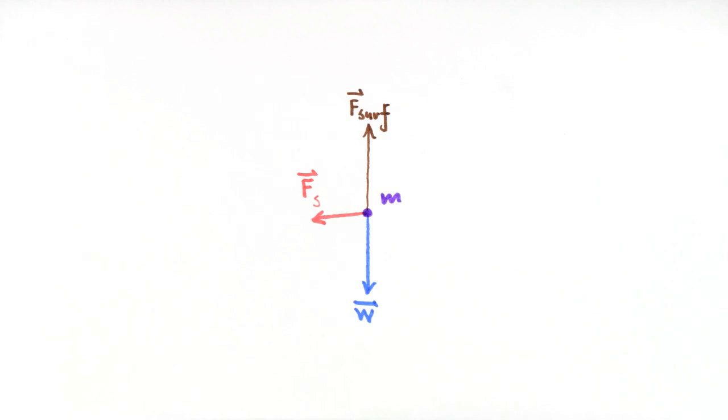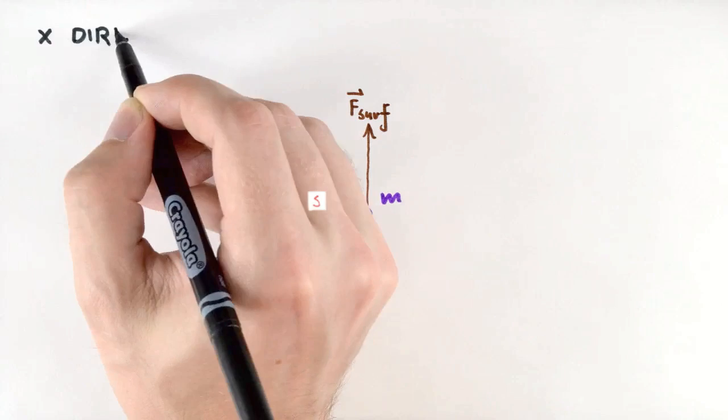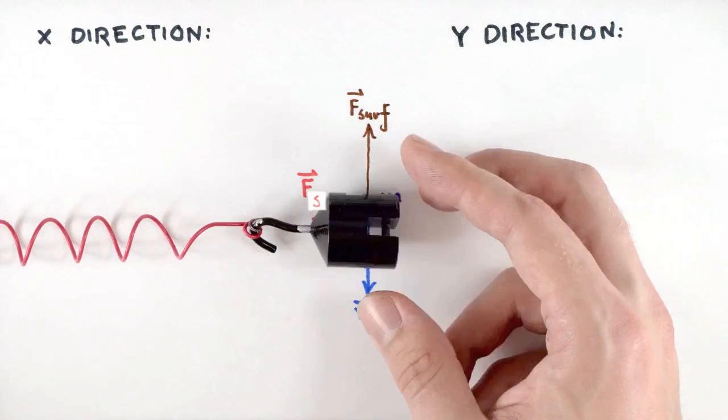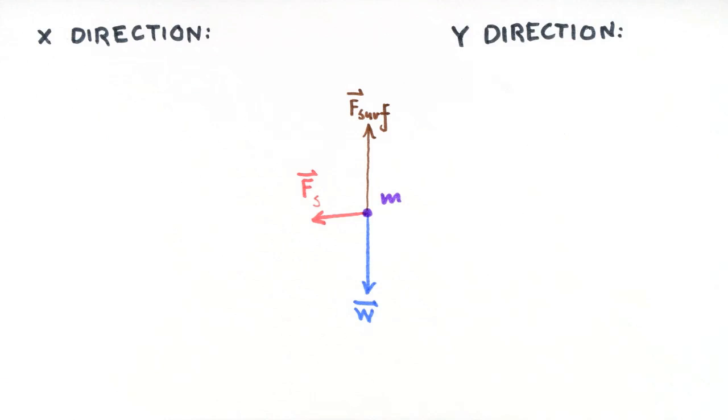Let's decompose the vector form of Newton's second law into two scalar equations, one along the x direction and one along the y. Now we need to imagine what the block's motion would be if we start the block out by stretching the spring and letting it go. We would expect the block to move along the x direction, but we would expect that there would be no motion along the y. Let's focus on the y direction first.